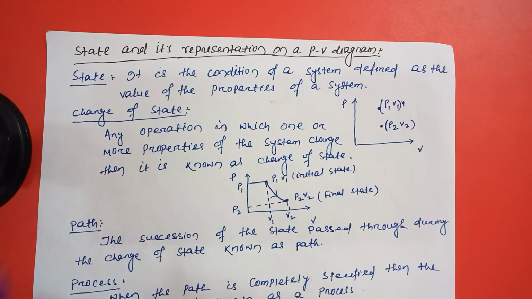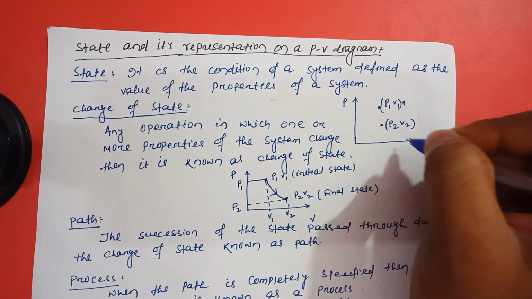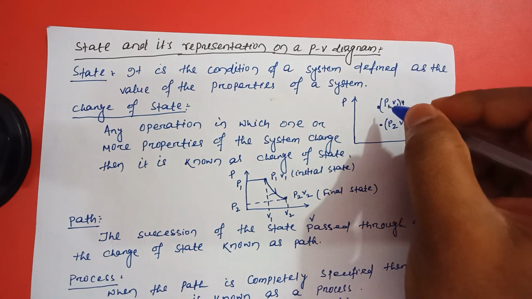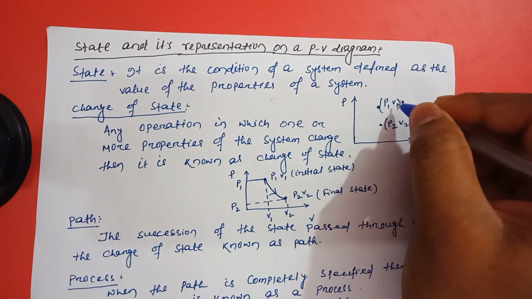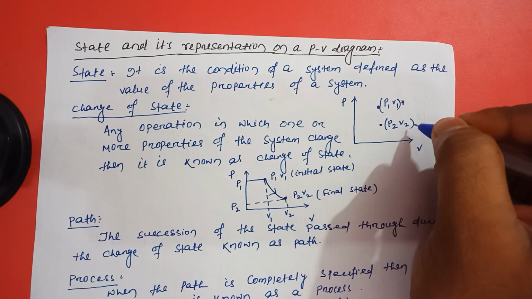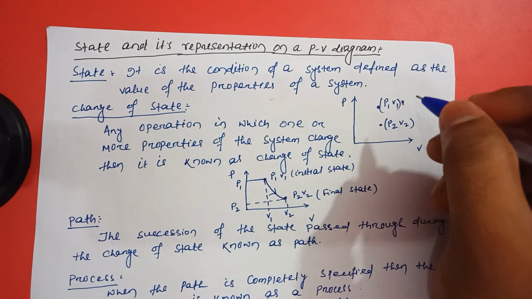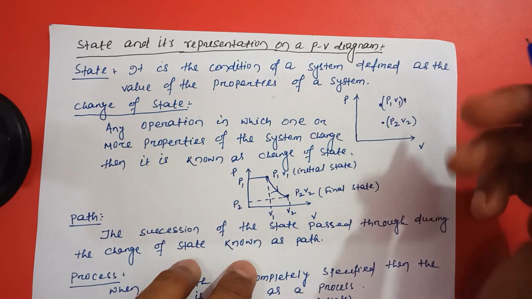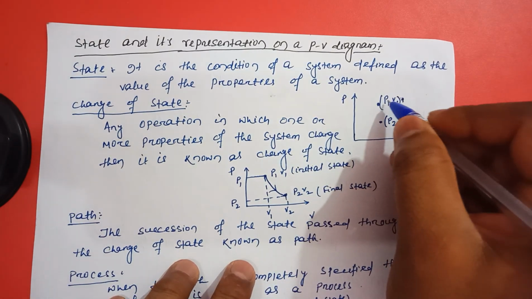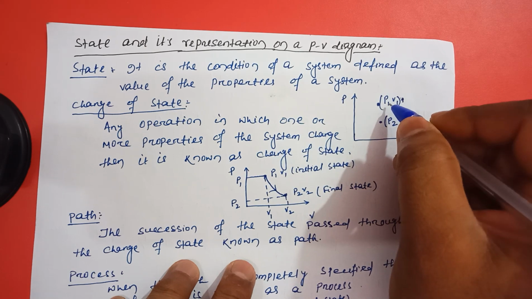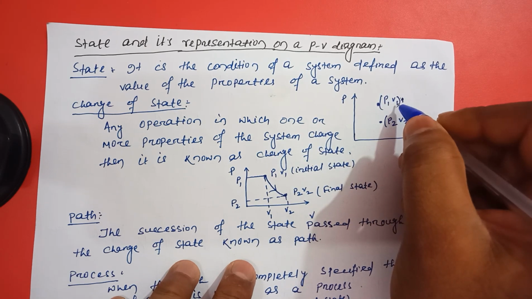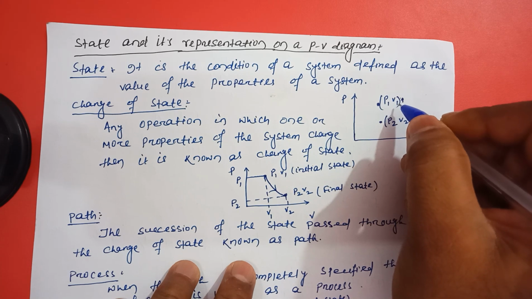Now I am going to discuss state and its representation on the PV diagram. What is state? State is the condition of a system defined as the value of properties of the system. See here, in a PV diagram, some points are there. One point is P1 V1, another point is P2 V2. The condition of a system is defined as the value of properties. Here one point has some value, that is the pressure is P1 and volume is V1. So that is known as your state.